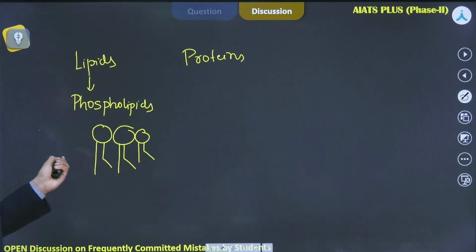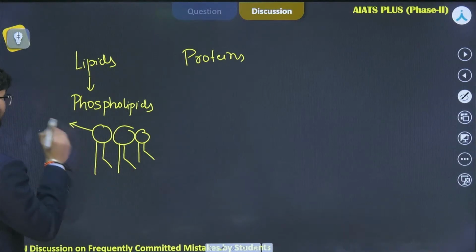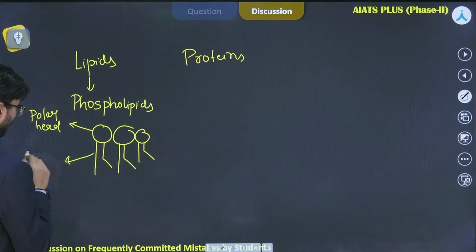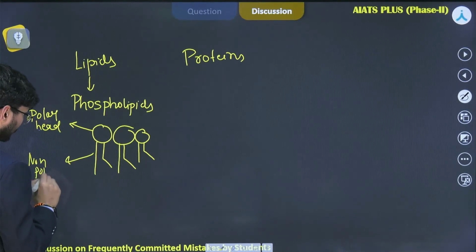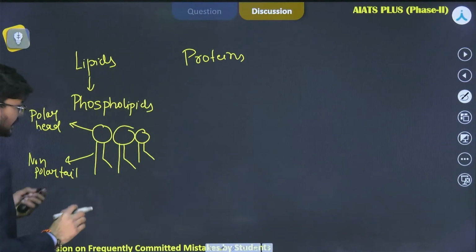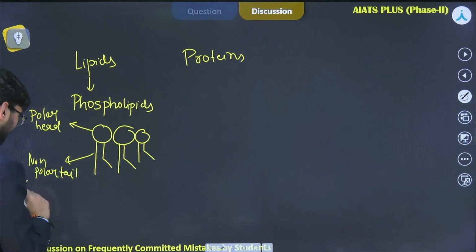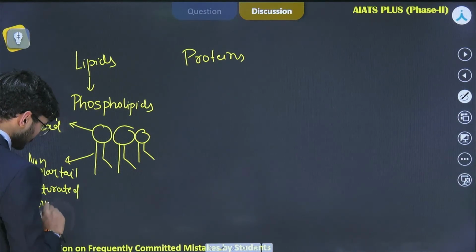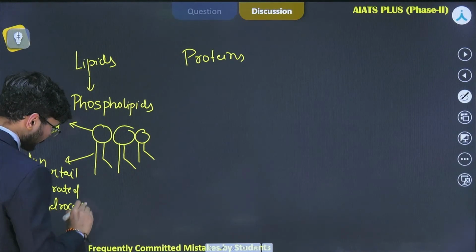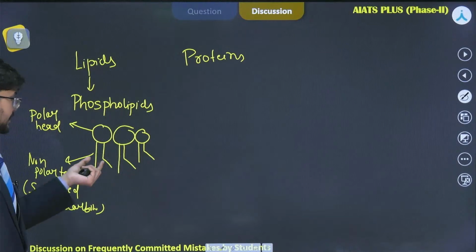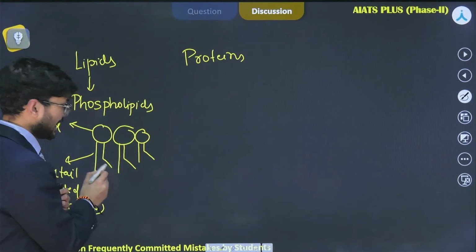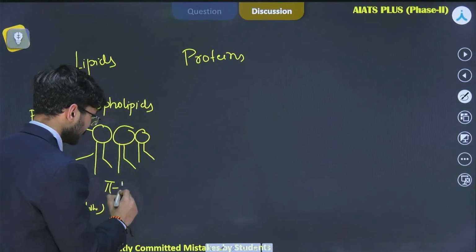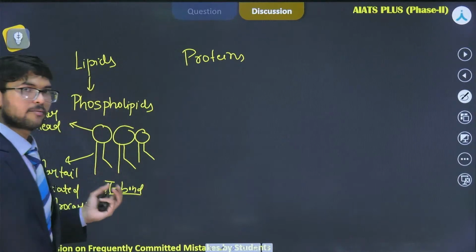So these phospholipids consist of a polar head and a non-polar tail. This non-polar tail is made up of saturated hydrocarbon. Some tails, if you are seeing here, have a bending. This bending is because of the pi bond or the double bonding.